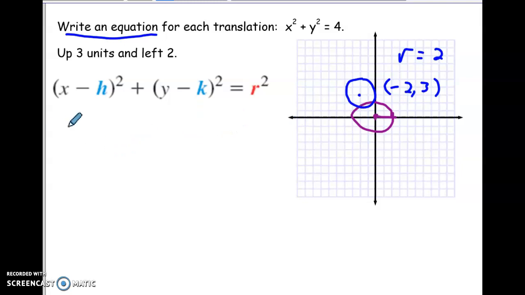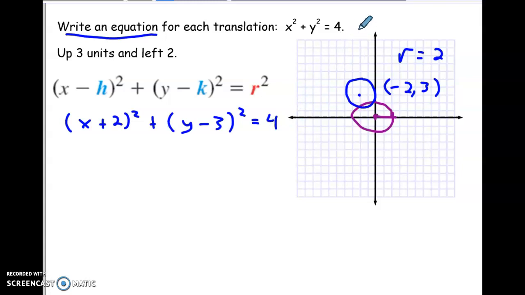So now it's just like the last one where we plug it in, right? So it's going to be x minus -2, it's going to become a plus. That's the x of the center, and then the k value is the y coordinate of the center, and then we have radius squared, so that's just 2 squared, which is 4.